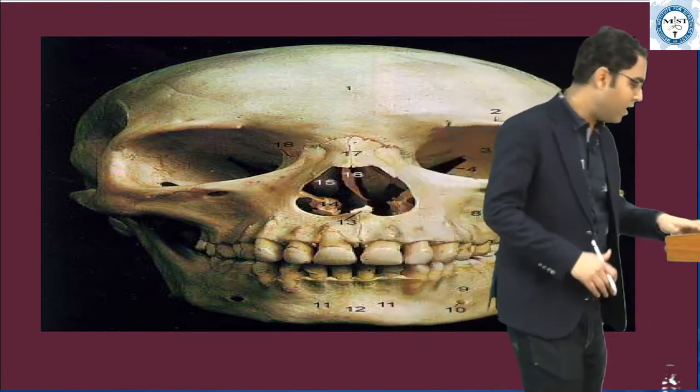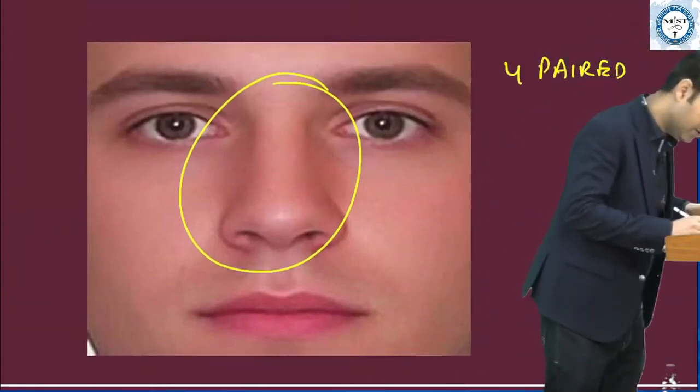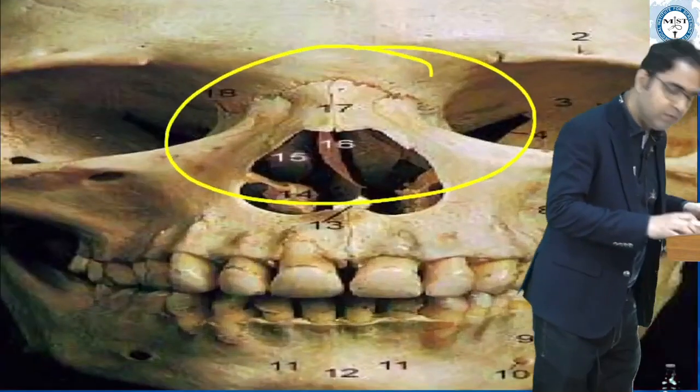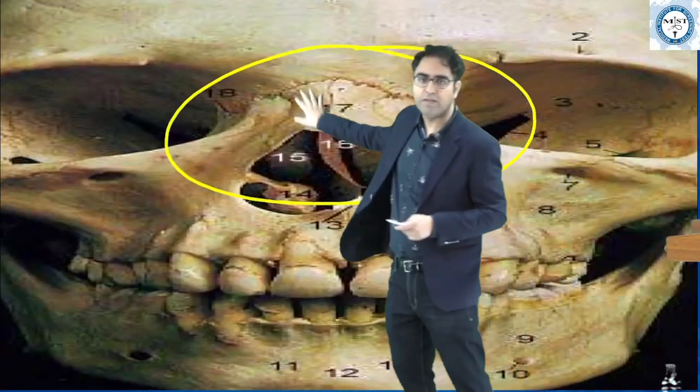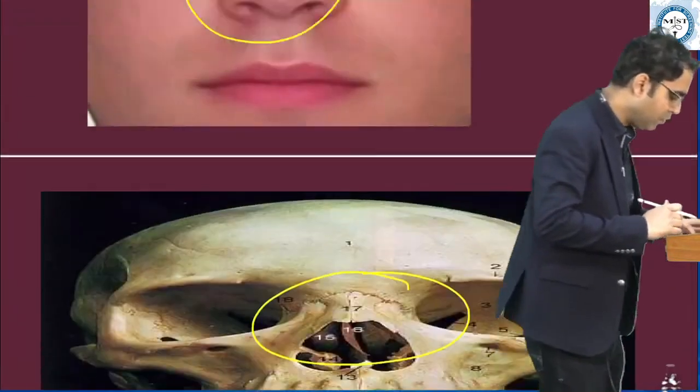So, the external framework is made of 4 paired structures, beta. Number 1 is nasal bone, beta. Can you see, beta, this point number 17? This is your nasal bone, number 17. After that there is some cartilage over here, beta. What are the cartilages? Please see over here.